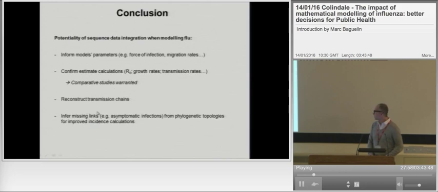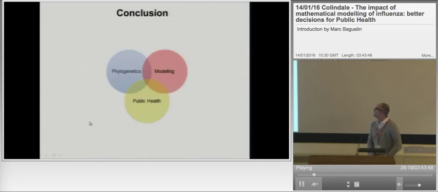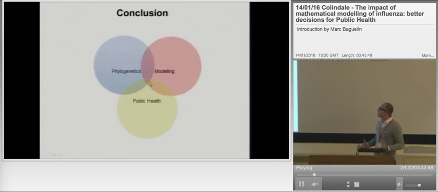And finally, I think there's another potential here for genetic studies, which is to maybe try to improve some calculations like incidence just by looking at the topology of a tree and inferring what the missing links could be, which is something that is done again in other pathogens like HIV. Right. So to come back to our little Venn diagram here, I may or may not have convinced you that the crossroad here is not very well populated, and again we are at the stage where both of these fields are expanding rather independently.